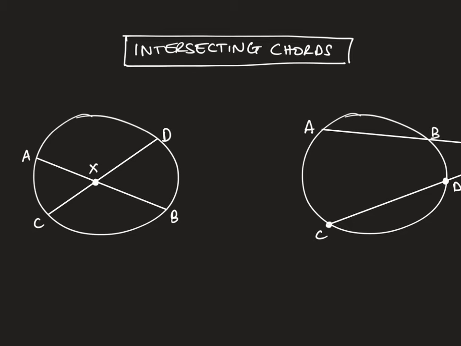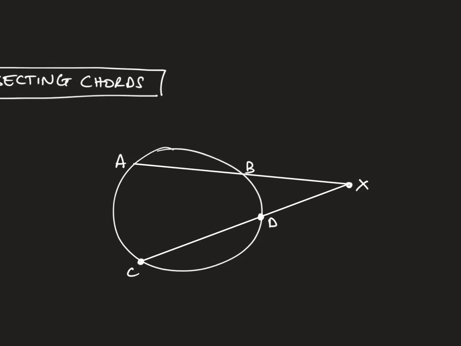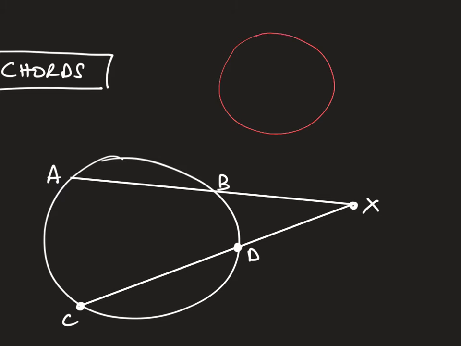This is a video about intersecting chords. Now, a chord is, if I just draw a circle, anything that goes through or touches a circle at 2 points. So that would be a chord there. Another type of chord might be this one.